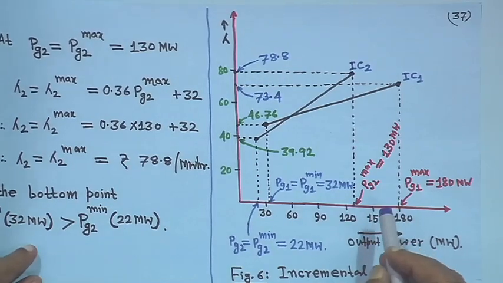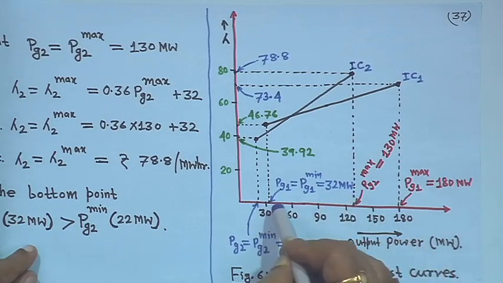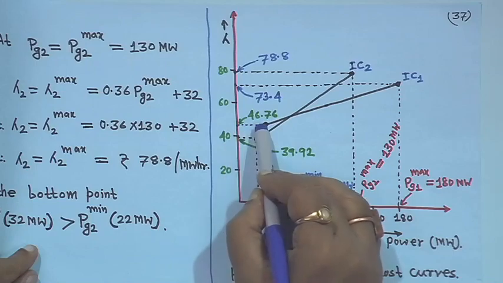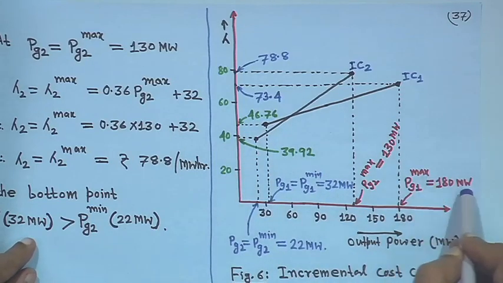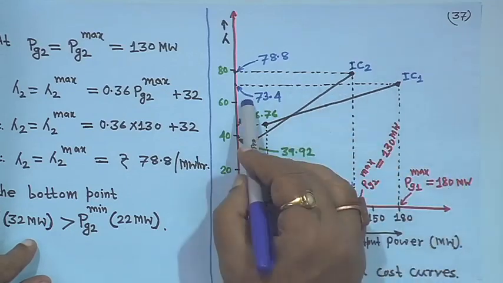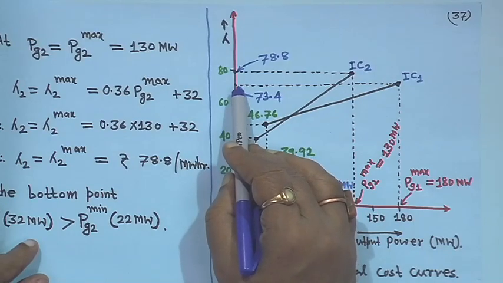And similarly for your PG1 min it is 30 megawatt, 32 megawatt. So, it is near 30, that is 32 megawatt, and its minimum lambda value is 46.76. Here it is starting from here, and its maximum is PG1 max 180 megawatt, it is going up to this, and according to its graph it is 73.4, this lambda value is, this point is say 73.4.